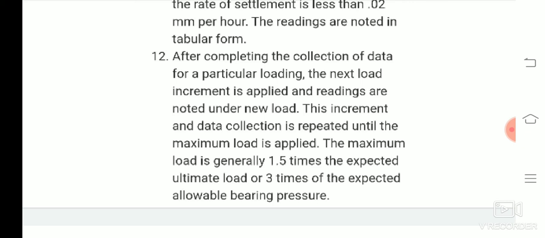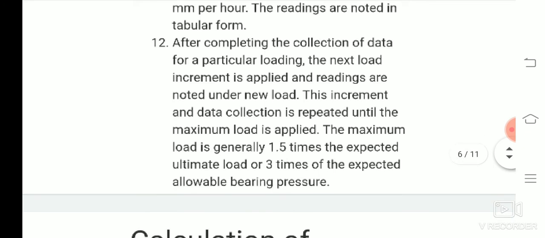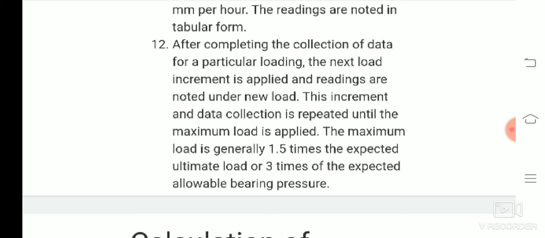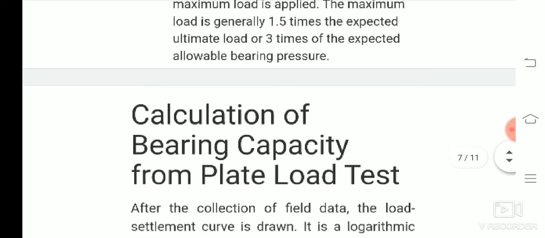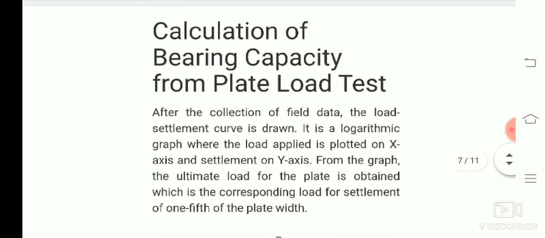After completing the collection of data for a particular loading, the next load increment is applied again and the readings are noted under the new load. The increment and data collection is continuously repeated until the maximum load is applied. The maximum load is generally taken as 1.5 times the expected ultimate load or 3 times the expected allowable bearing pressure. So how to calculate the bearing capacity from the plate load test?